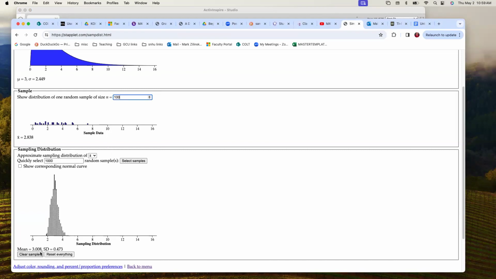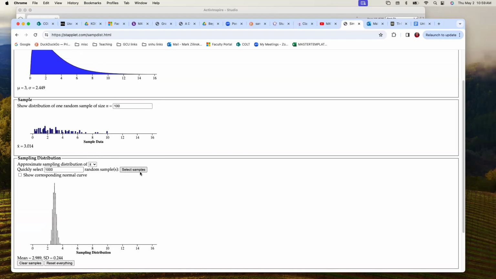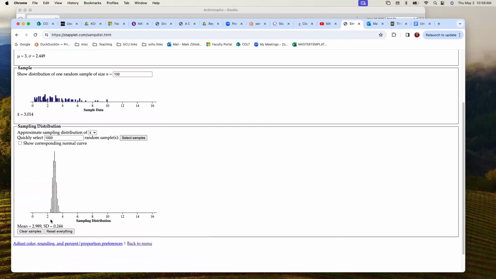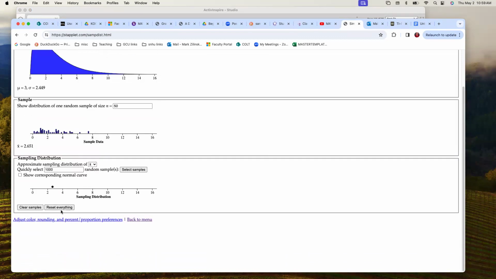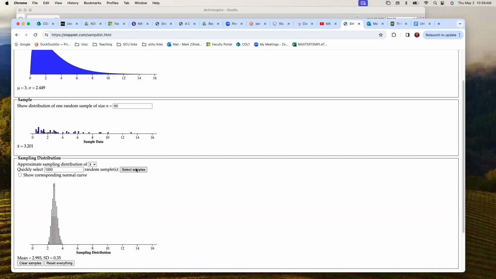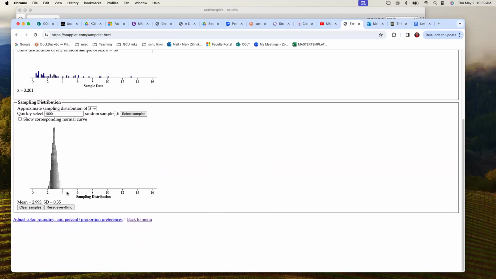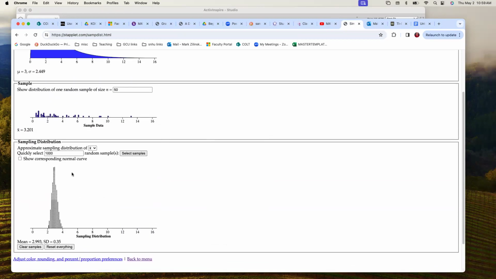If I clear my samples out and select 1,000 samples here, because the sample size is so big, remember the standard deviation is going to cut down, but this becomes more and more normal as we get larger and larger sample sizes. Maybe if I went to 50, we might get a little better. We could see it a little better. It's a little more spread out. It's going to get real skinny with a small standard deviation.